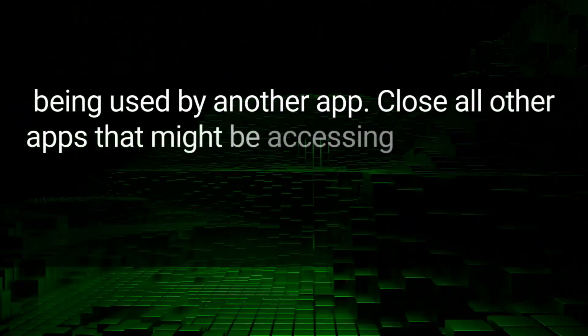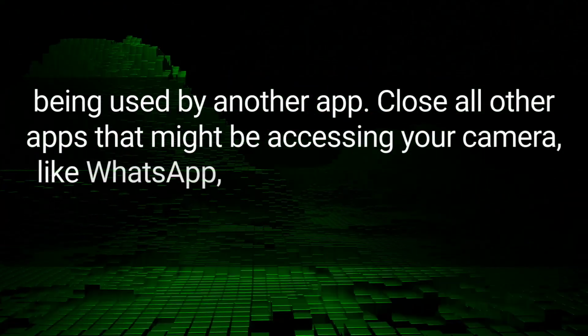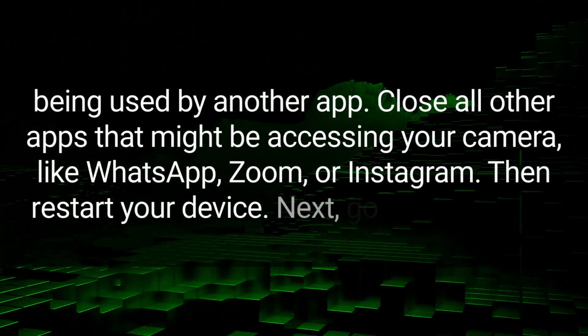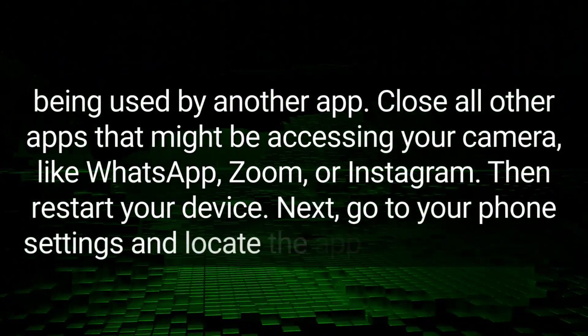Close all other apps that might be accessing your camera, like WhatsApp, Zoom, or Instagram. Then restart your device. Next, go to your phone's settings and locate the app permissions for Ome TV. Make sure the camera permission is enabled.